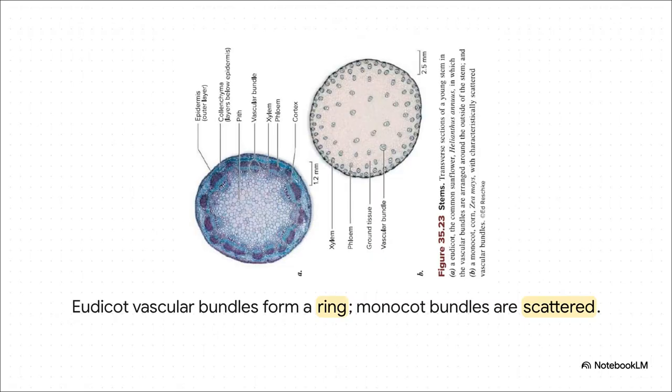Now, this is a classic distinction you'll definitely need to know. Just look at how the vascular tissue, that plumbing, is arranged in the stem. In eudicots, like a sunflower, those vascular bundles form a nice, neat ring. But in monocots, like corn, the bundles are just scattered all over the place. It's a key feature you can use to tell them apart.